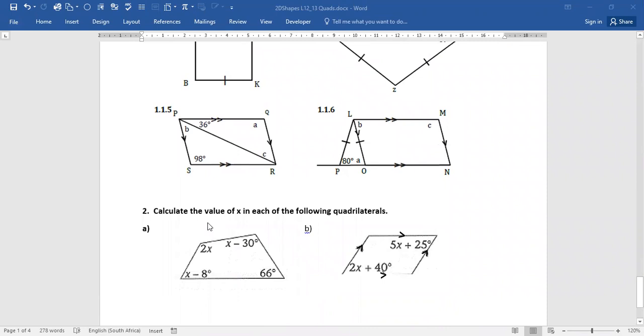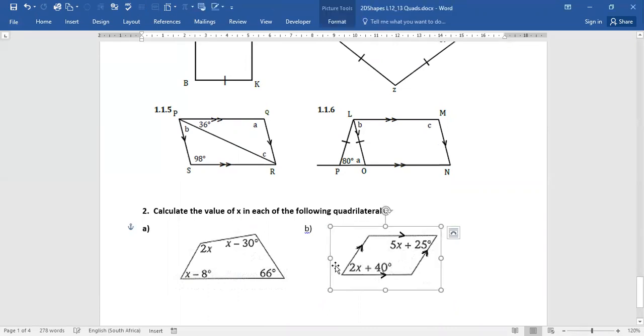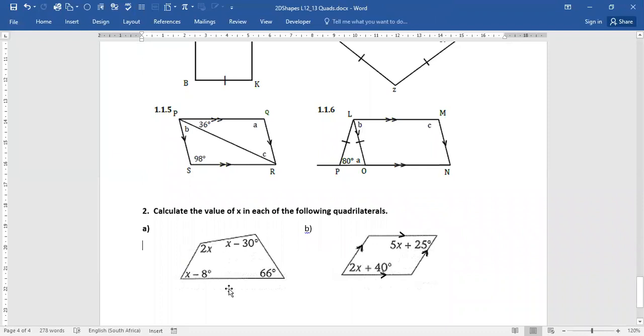In this example here, you're going to work out the value of X in each of the quadrilaterals. So you don't need to work out the sides, you need to work out the value of X, solving for X. You may complete the application.